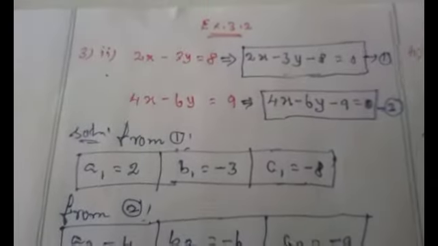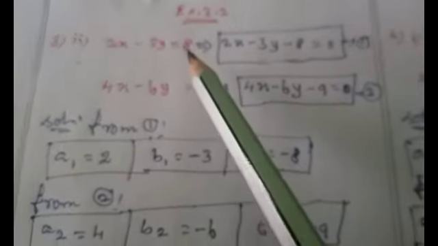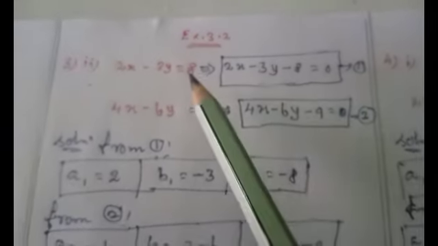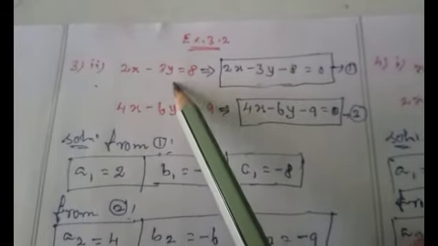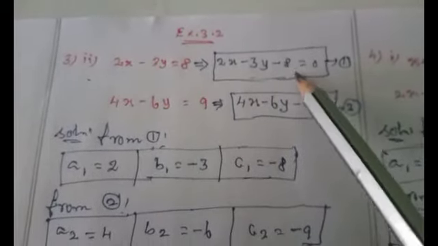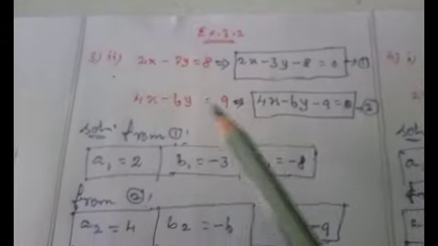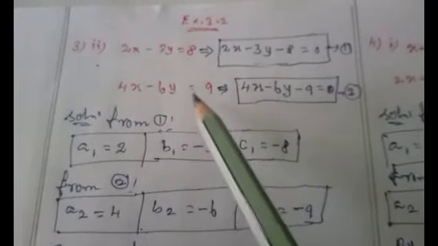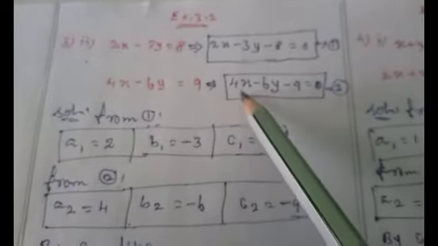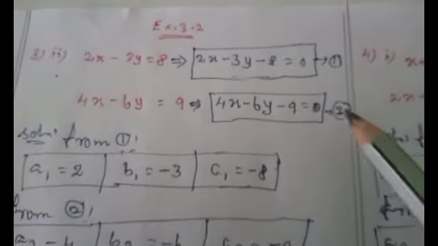Now let us move on to the third Roman letter, second subdivision. This is the given equation 2x minus 3y is equal to 8, which means we have to bring all the terms only on the left hand side. So 2x minus 3y, so plus 8 when we change to the side, that becomes minus 8 equal to 0. Make it as equation number 1. And here 4x minus 6y is equal to 9. Now this 9 has to be changed into left hand side, which means 4x minus 6y minus 9 is equal to 0. Make it as equation number 2.